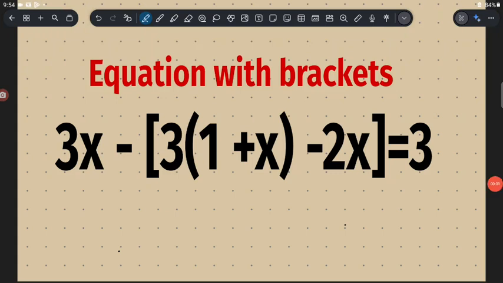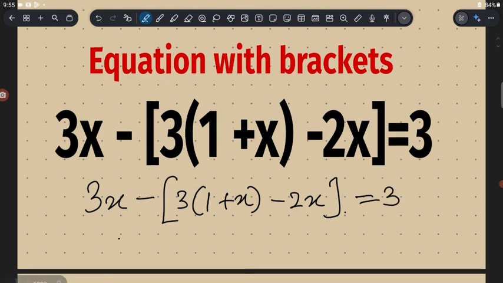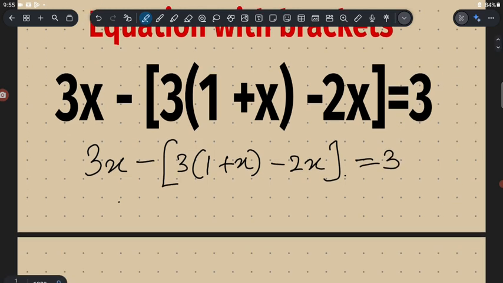One of the questions of equation with bracket. So we have 3x minus, the bracket open, 3, we have a small bracket, 1 plus x, minus 2x, everything gives us 3. So we must expand the bracket before solving any problems, which we have 3x minus.